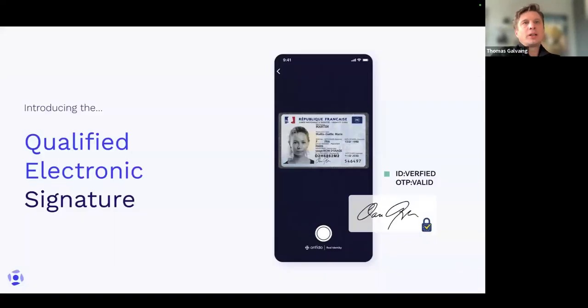I gave you some criteria to evaluate a compliance suite, but I now want to introduce a specific feature. I will explain why QES, Qualified Electronic Signature, is an option to consider if you are operating in France, but also more globally in the EU.